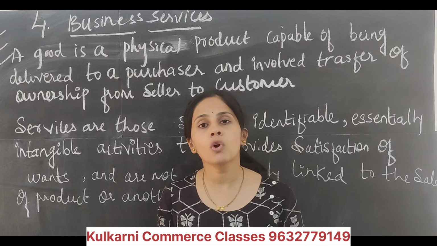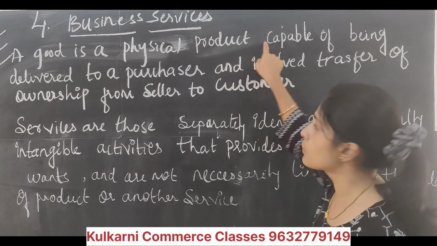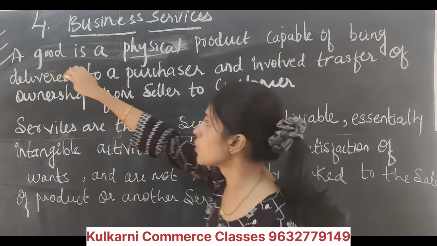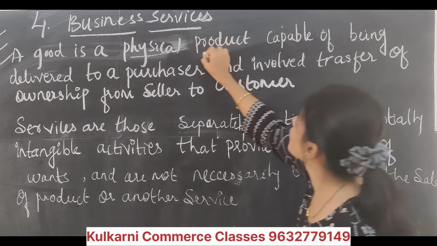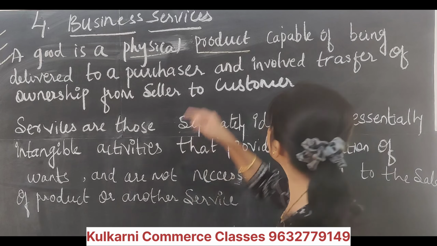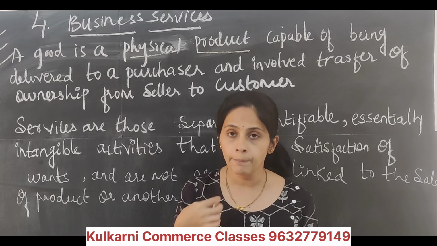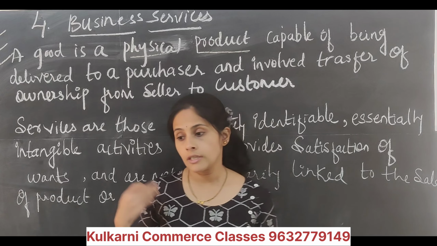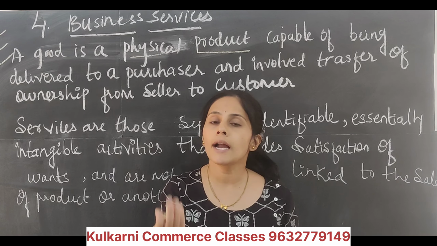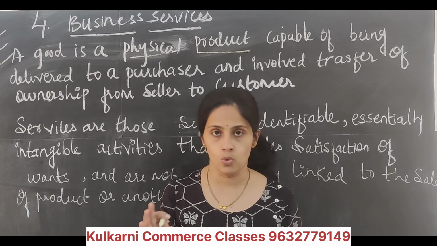Now, here see, a good is a physical product. I have told you already, a good is singular, goods is plural. A good is a physical product, capable of being delivered to a purchaser. If you are purchasing a washing machine, the seller will deliver that to you. But if you are paying money for any services, how can that be seen or touched? No, it cannot be.